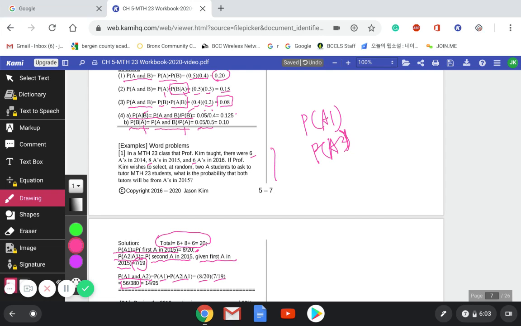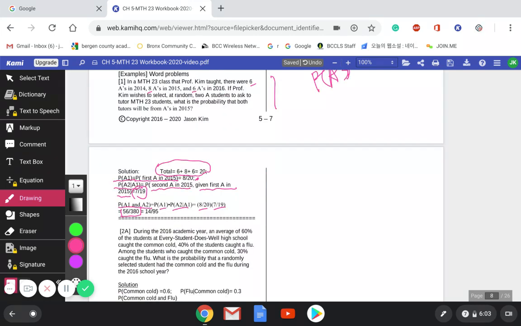Because the first event affects the second event, the probability shouldn't be the same anymore. The total number has been affected. The number of students you have left has been affected.